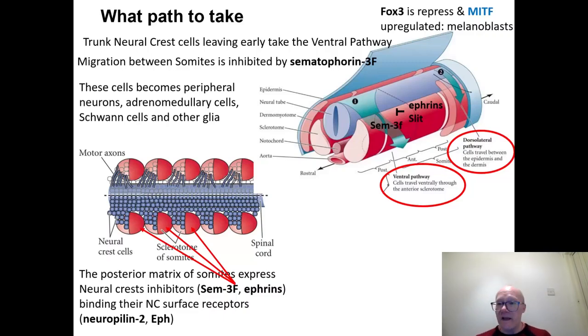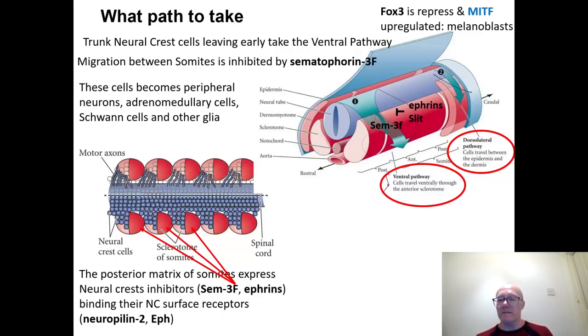So these neural crest cells that travel through the dorsolateral pathway become melanocytes or melanoblasts. They are the cells that give pigmentation to the skin of the body. And it makes total sense because these cells are traveling in between the dermis and the epidermis. So from that place, they can travel through the dermis and become the melanocytes that give pigmentation to the skin.